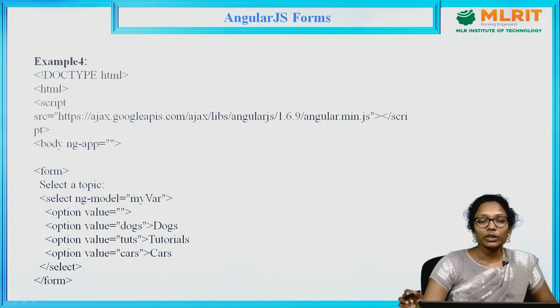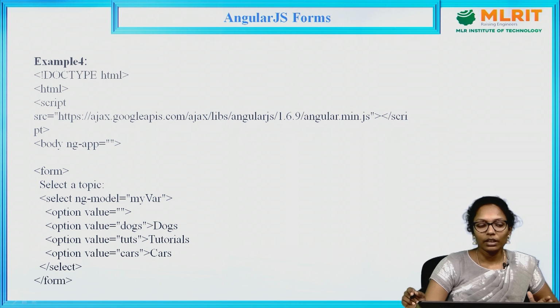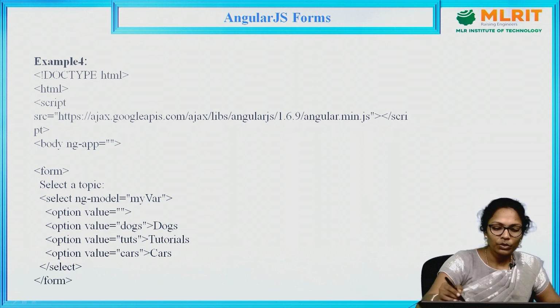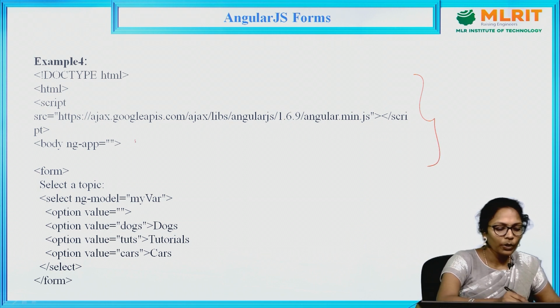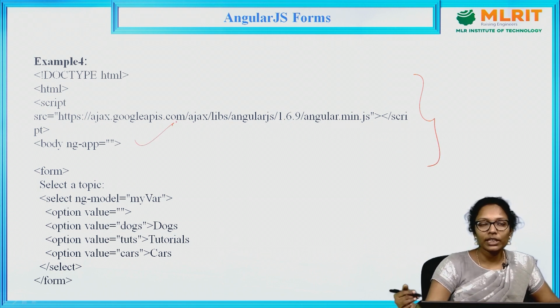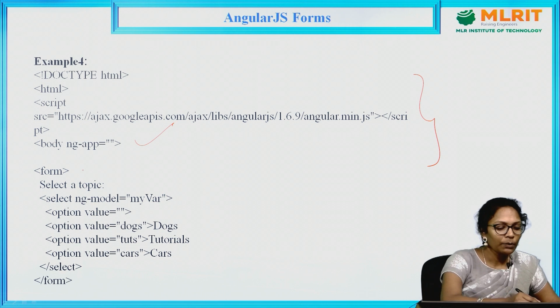So the next example is for the selection box, that is a drop down list. In the input controls, we have seen the input tag. Now we are going to see the select tag. So we know this is mandatory, and for the body tag I'm giving ng-app. So you're making the complete body AngularJS, and I'm opening a form tag.